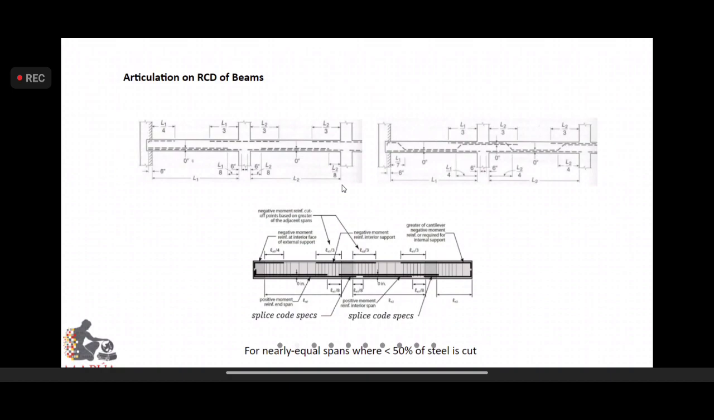Some of these are merely recommendations, but they often use this one: L/8, L over 7, or others L over 5. But we can utilize L over 5 or L over 7 as the governing recommendation in our design. It's up to you as the designing engineer.